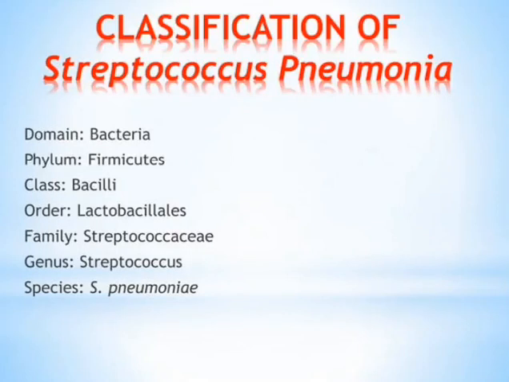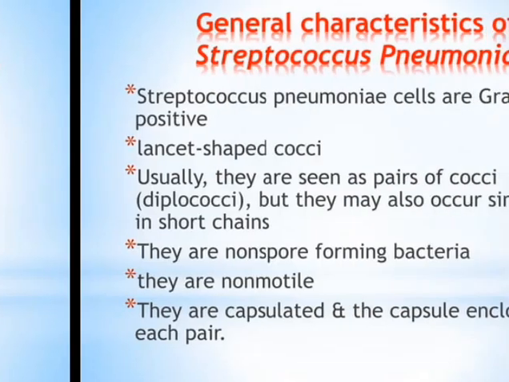Streptococcus pneumoniae, let us see about the classification first. They come under the domain Bacteria. The phylum is Firmicutes. They come under the class Bacilli, order Lactobacillales, family Streptococcaceae, genus Streptococcus, species Streptococcus pneumoniae.